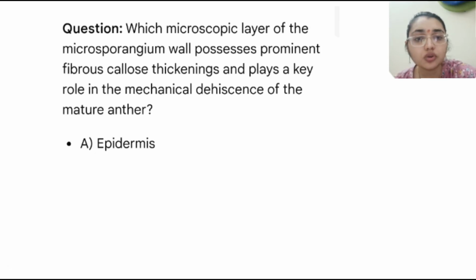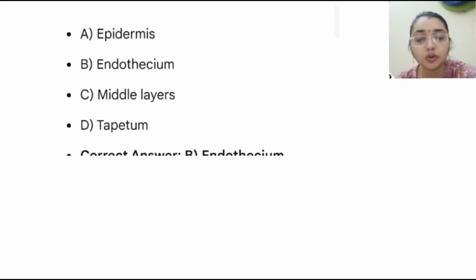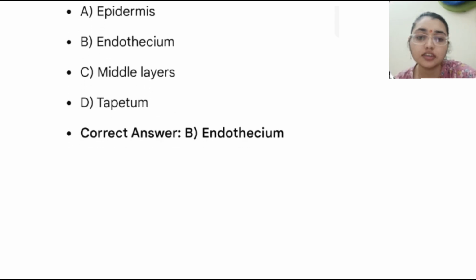Which microscopic layer of the microsporangium wall possesses prominent fibrous callose thickening and plays a key role in the mechanical dehiscence of a mature anther? That is endothecium. Endothecium is located directly below the outer epidermis. The cells develop specialized fibrous bands of alpha cellulose, and as the anther dries out, these hygroscopic cells lose moisture and shrink unevenly, which tears open the pollen sac along the stomium to release the mature pollen grains.